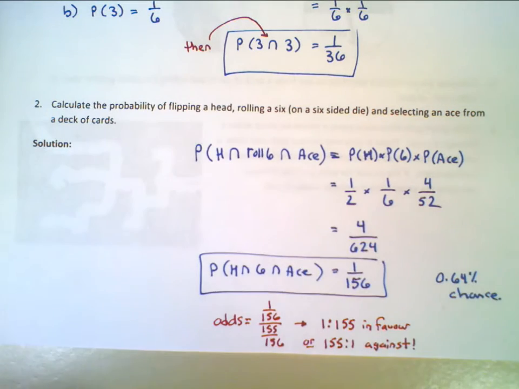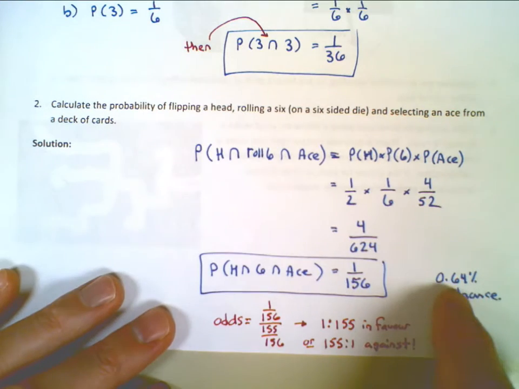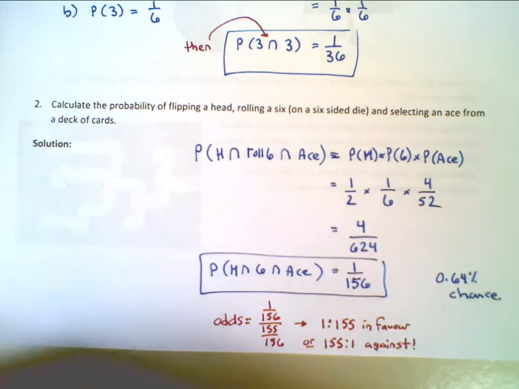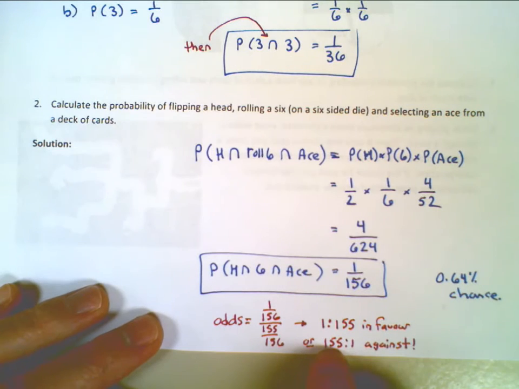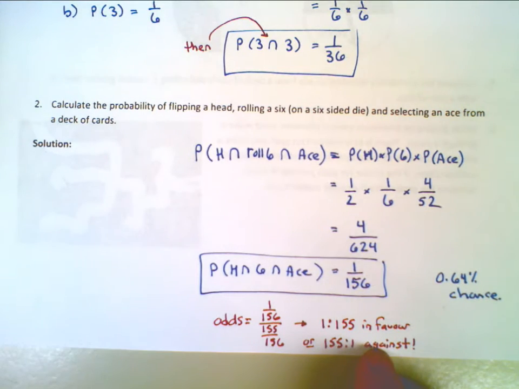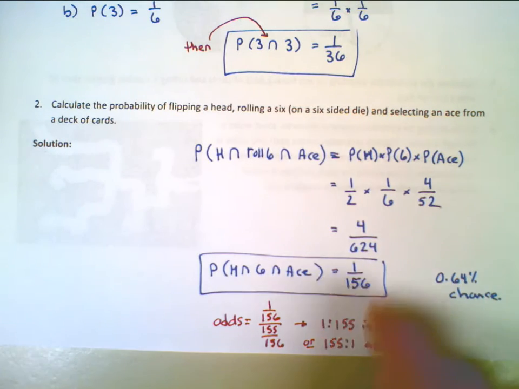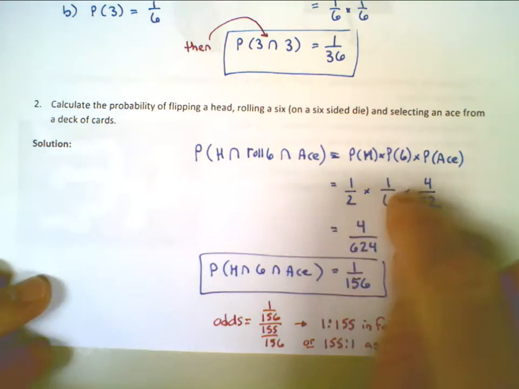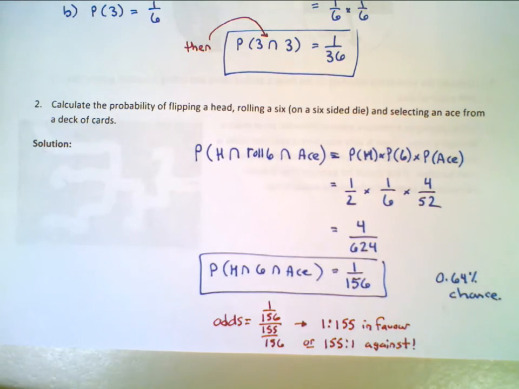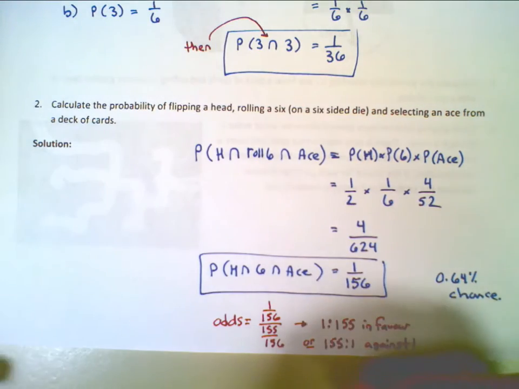And clearly 1 to 155 in favor means it's not likely to happen. A less than 1% chance means it's not likely to happen. And a 155 to 1 against means it's most likely not going to happen. And that's how you would read all of that. So you simply multiply probabilities. It's important that you realize this is about replacement.